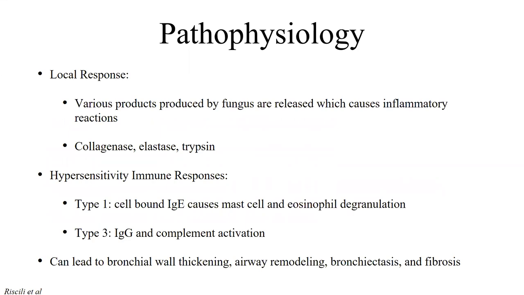So kind of a local response, there's various products produced by the fungus itself that cause local inflammation at the level of the tissue. So this is like collagenase, elastase, trypsin. And there's also hypersensitivity immune responses, mainly type 1 and type 3, type 1 being a cell-bound IgE causing mast cell and eosinophil degranulation, and type 3 is mediated by IgG and complement activation. And then with all this inflammation, depending on its stage, it can lead to bronchial wall thickening, airway remodeling, bronchiectasis, and even fibrosis.